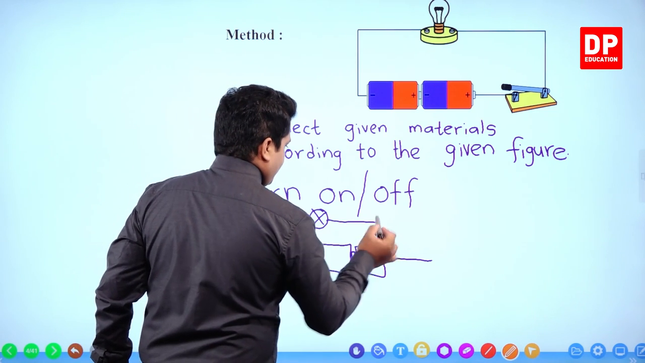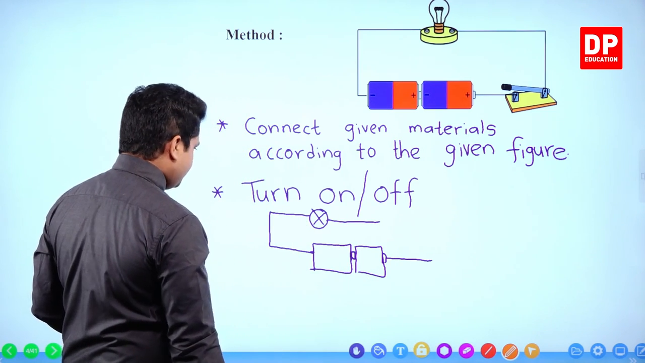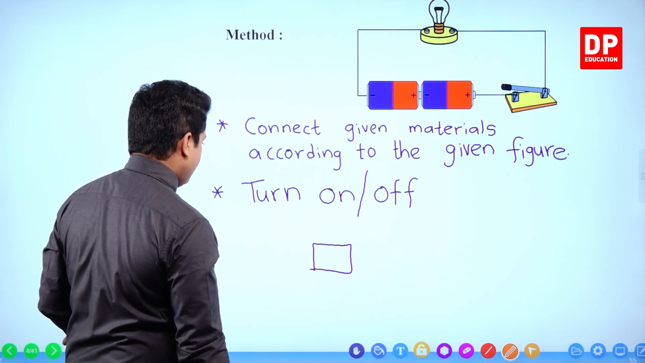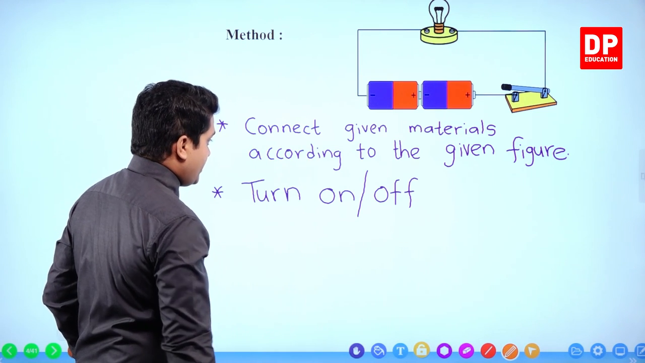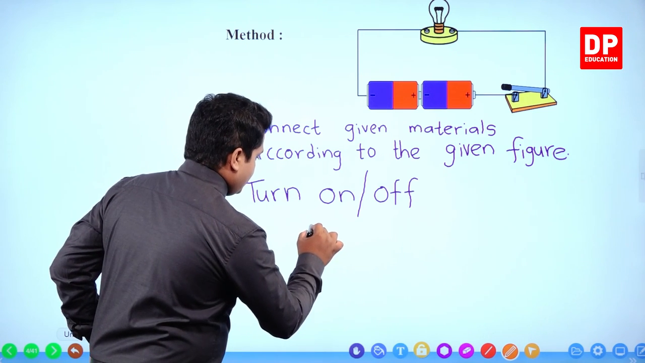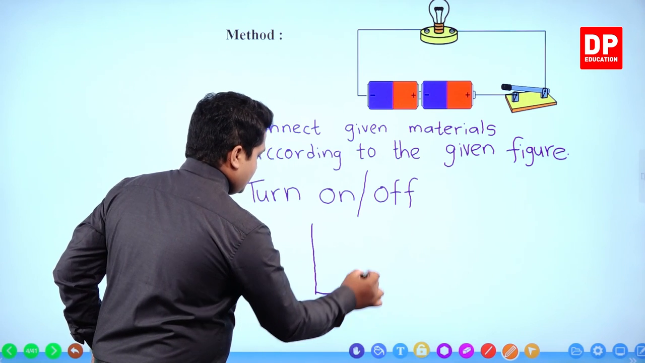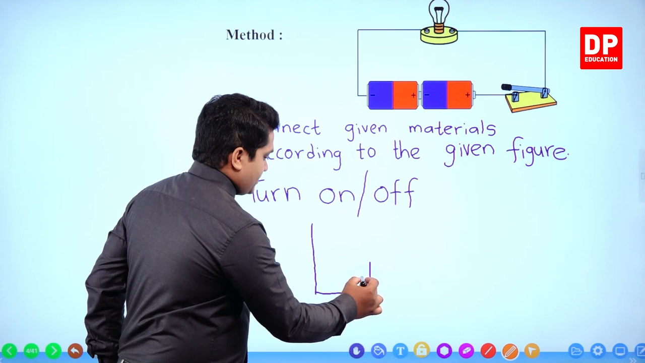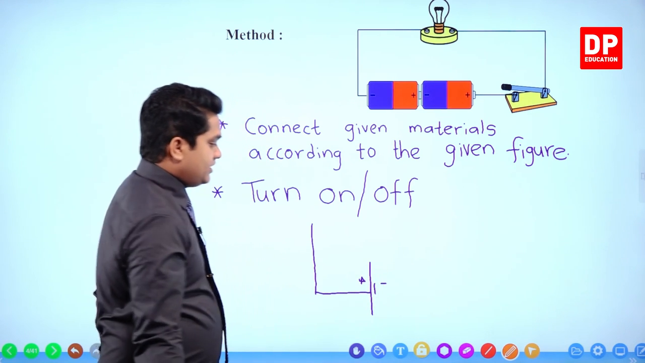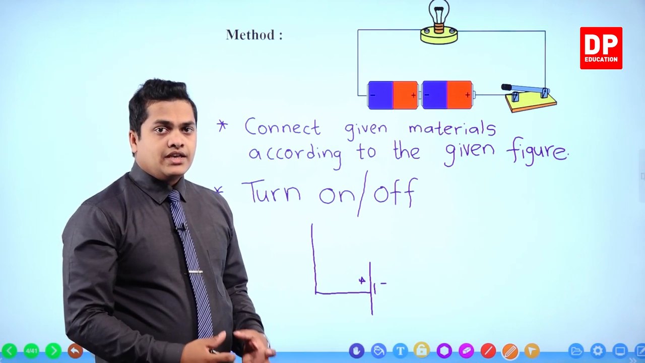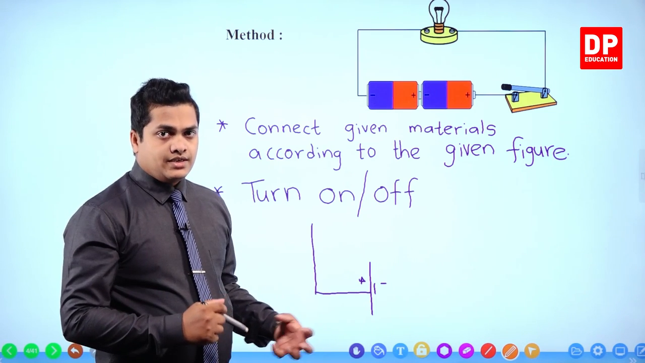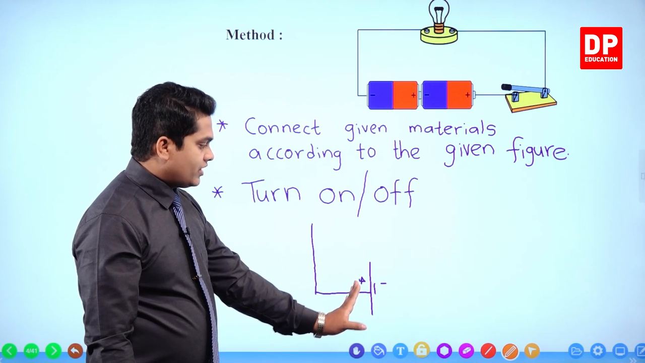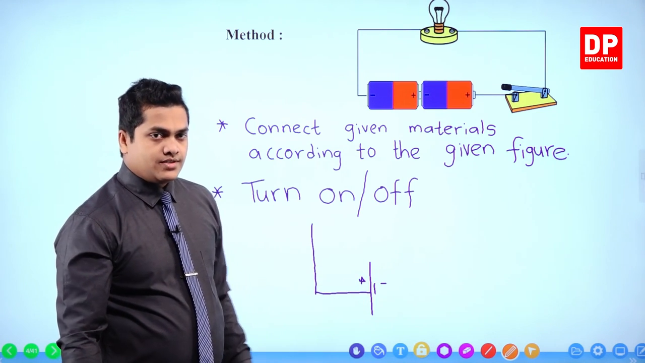I'll use the circuit symbols so that you can get a sound knowledge about the circuit symbols also. I'll use the circuit symbols for this given diagram. So let's draw the circuit symbols then. Dry cells are marked like this. You know the longer terminal is the positive terminal, and the shorter one is the negative terminal. That's how we denote a dry cell in a circuit by using a circuit symbol. Longer terminal is the plus terminal. Shorter one is the minus.